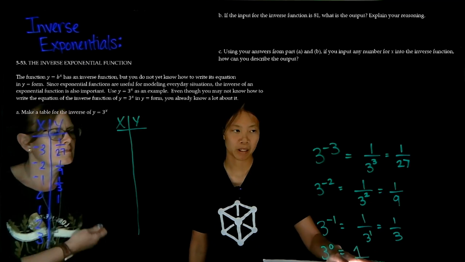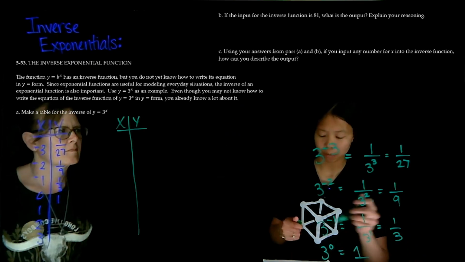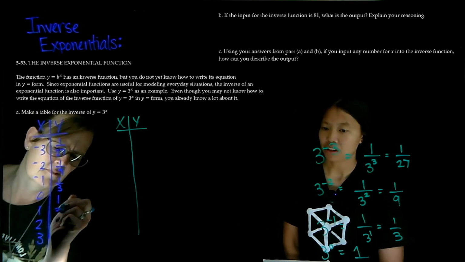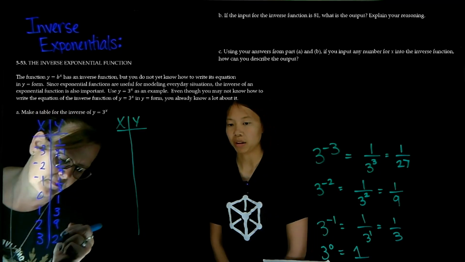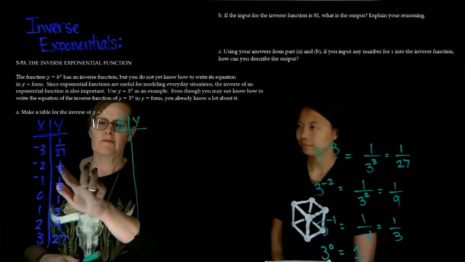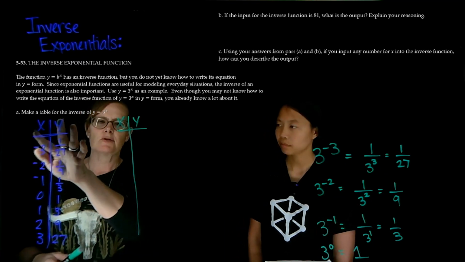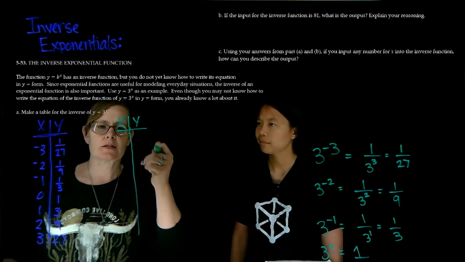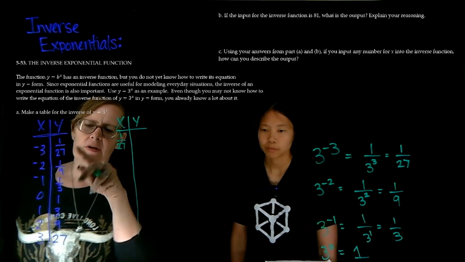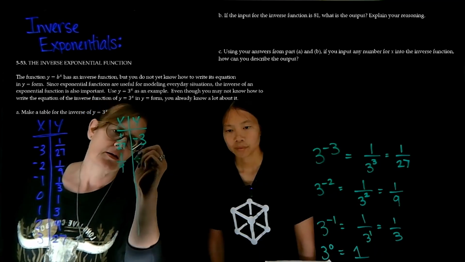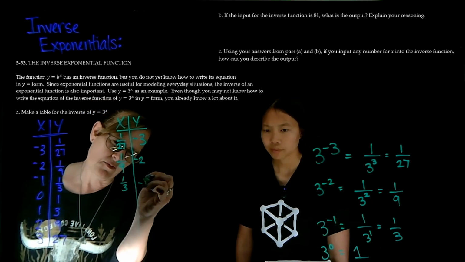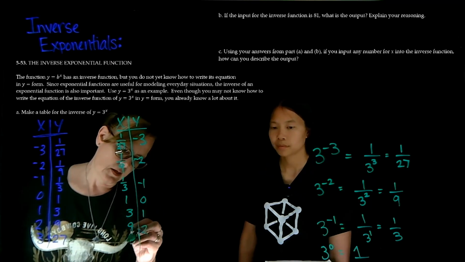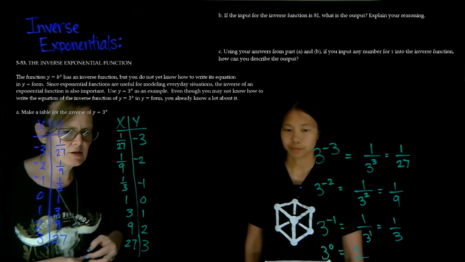That's an exponent property, and if you're having a hard time remembering some of these exponent properties, you can refer back to our Math 1 video where we talked about that. 3 to the 1st power is just 3. 3 squared is 9, and 3 to the 3rd power is 27. So we know that the inverse is the opposite. So our x values become our y values, and our y values become our x values. So I'm just going to copy this list over to the right spot. 1/27 and -3, 1/9 and -2, 1/3 and -1, 1 and 0, 3 and 1, 9 and 2, and 27 and 3. And there's my inverse table.